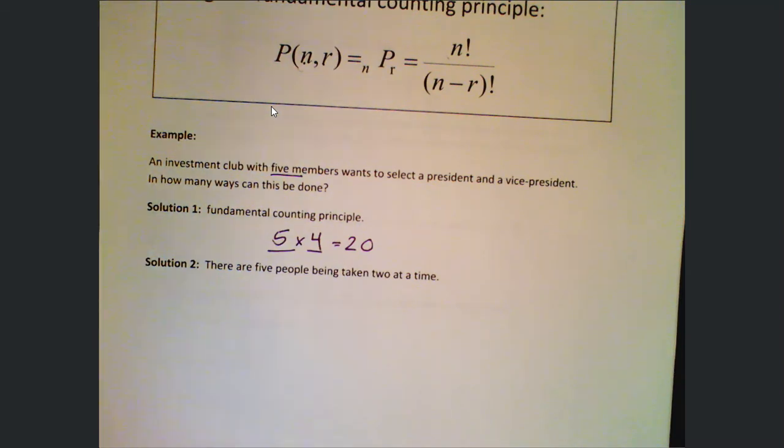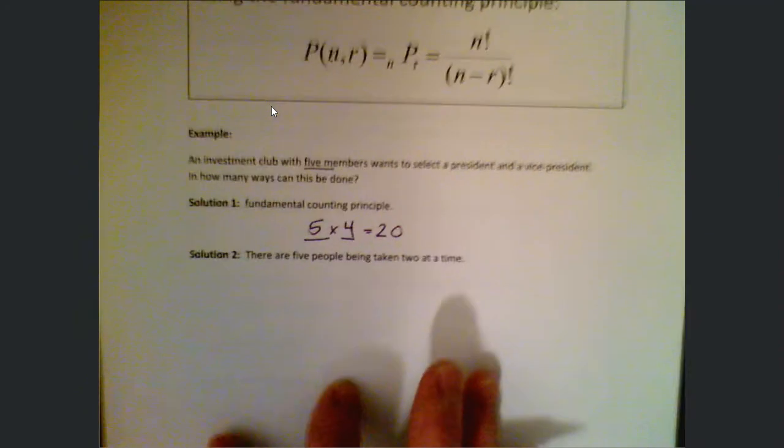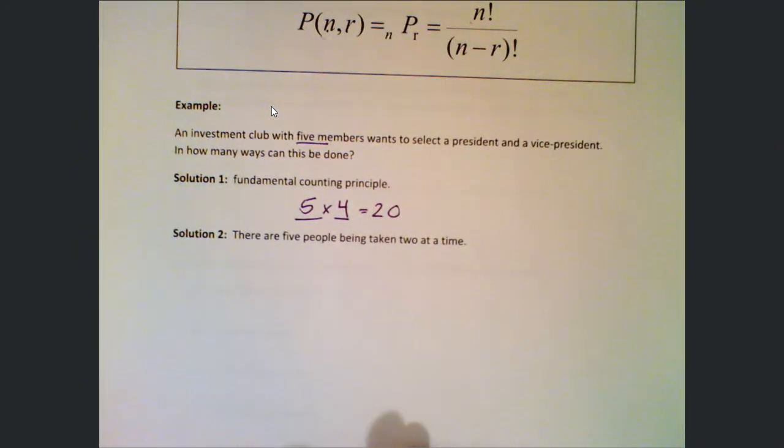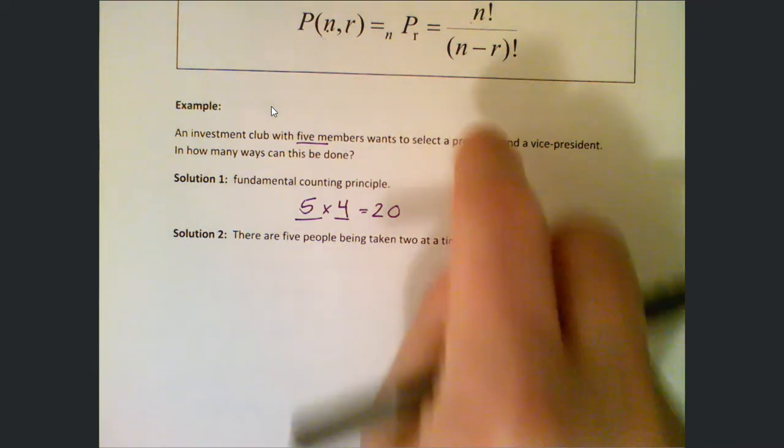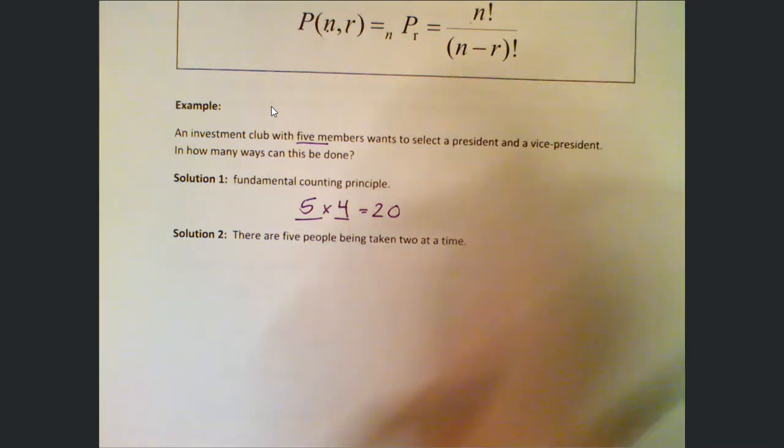Okay, there's another way to think about this. The other way to think about it is to say, how many groups of 2 people can I make from 5 people that are distinct? Meaning that there'll be a president and a vice president in each case.